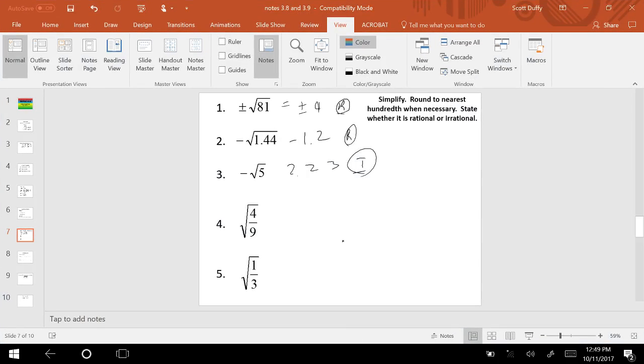With this one, the square root of 4/9 is the same thing as the square root of 4 divided by the square root of 9. The square root of 4 is 2, the square root of 9 is 3. This ends as a rational number because it is a fraction.